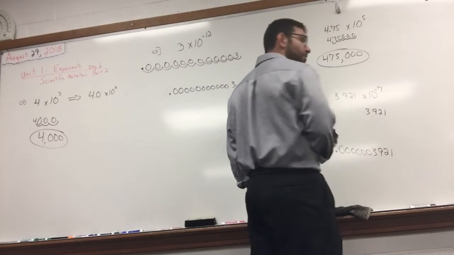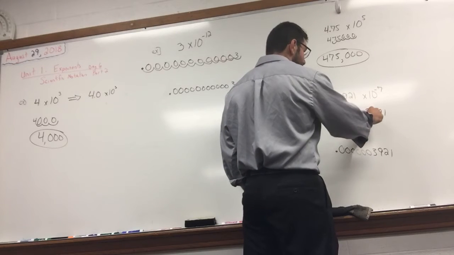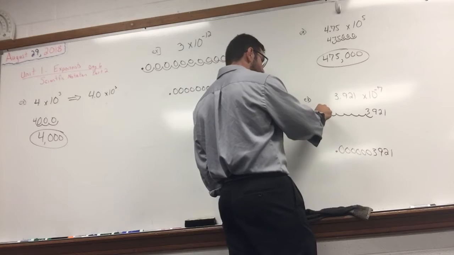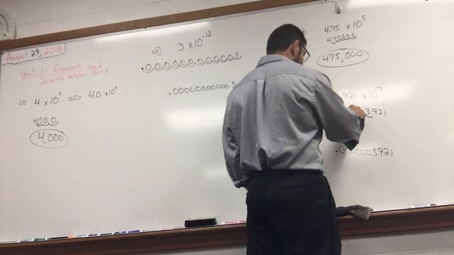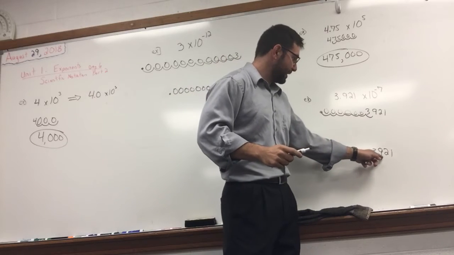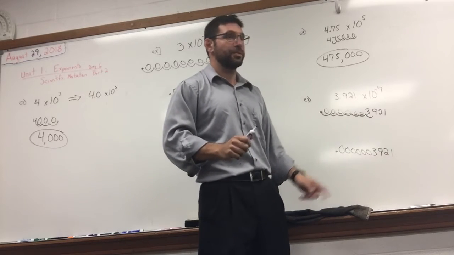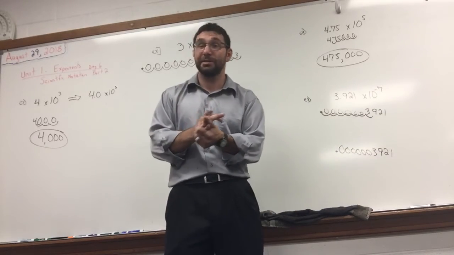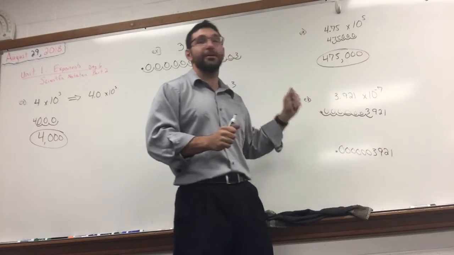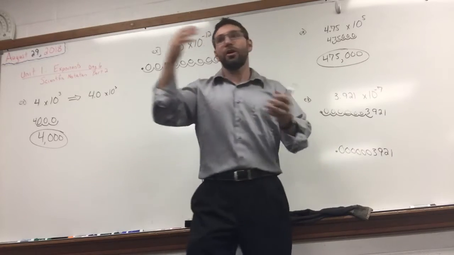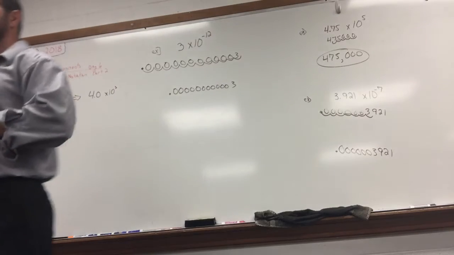So I'm going to put 3, 9, 2, 1. The decimal started between the 3 and the 9. Negative is to the left. 1, 2, 3, 4, 5, 6, 7. Decimal 0, 0, 0, 0, 0, 0. Notice there's 1, 2, 3, 4, 5, 6, 7, 8, 9, 10 digits. This 7 doesn't always correspond to the digits. It corresponds to the place values that we've jumped. Everybody with me? Yep. Questions on standard form or scientific notation?